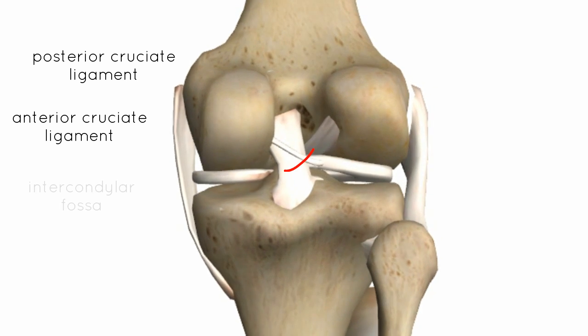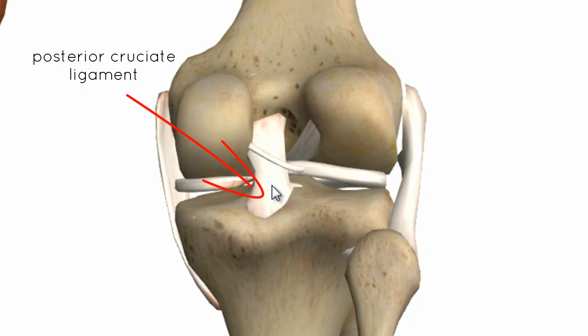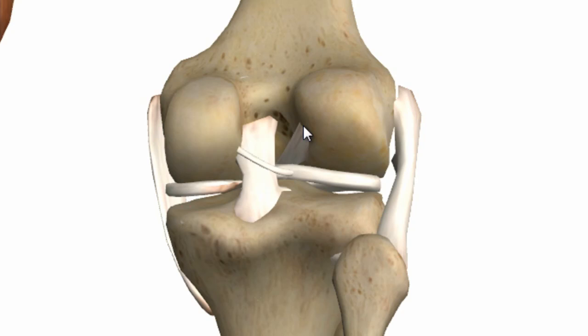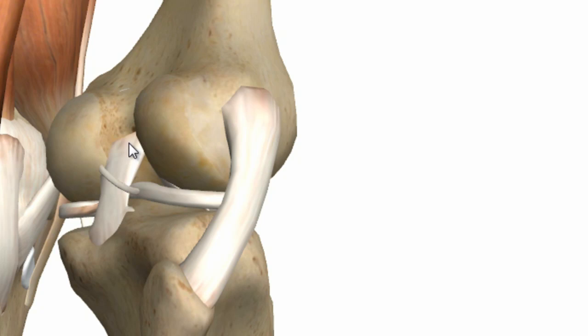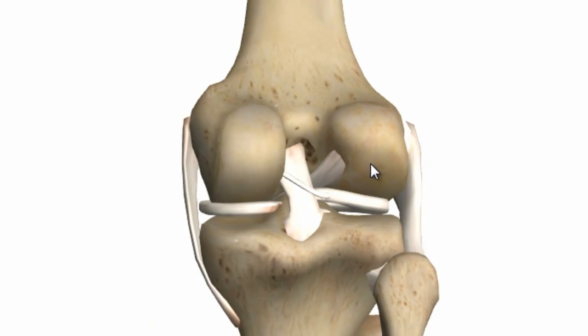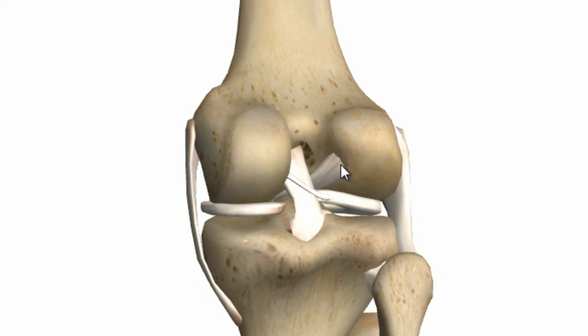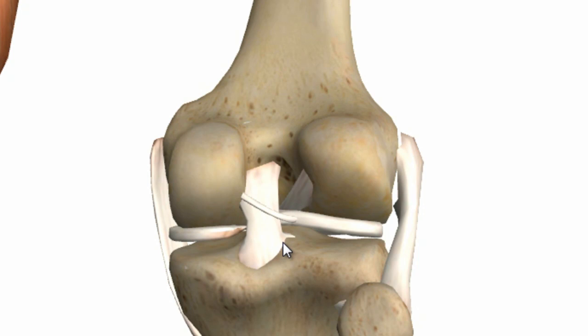So you can see their attachment in the intercondylar fossa. This ligament here is the posterior cruciate ligament, and its proximal attachment is on the medial wall of this fossa. So you can see this wall of the fossa, so it's medially on the intercondylar fossa. And the anterior cruciate ligament has its proximal attachment on the lateral wall of this intercondylar fossa. So this attaches medially on the lateral condyle, and the posterior cruciate ligament attaches laterally on the medial condyle.